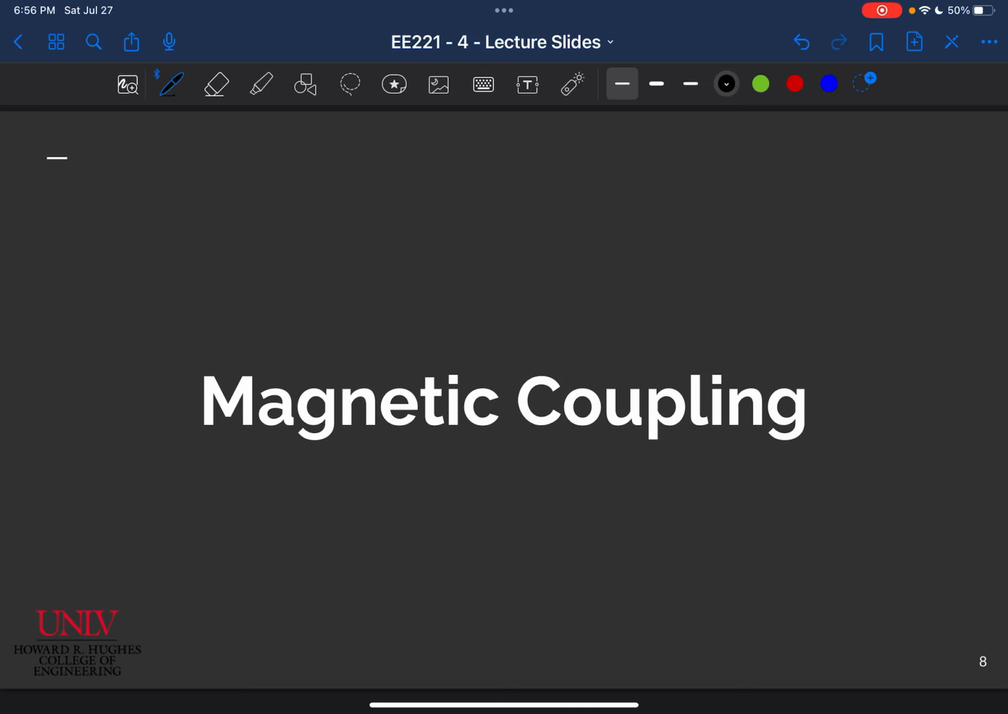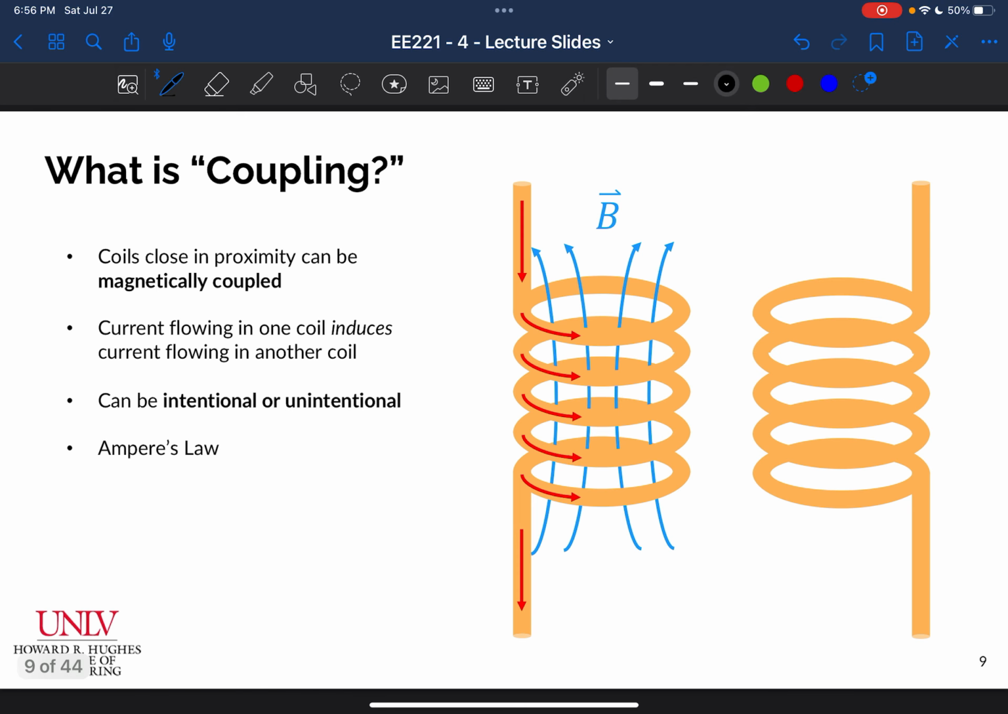All right, so let's get right into magnetic coupling. We're going to talk about what it is, why it occurs, and then we'll get into a derivation of the important parameters for magnetic coupling and circuits that have magnetic coupling. So what is magnetic coupling?